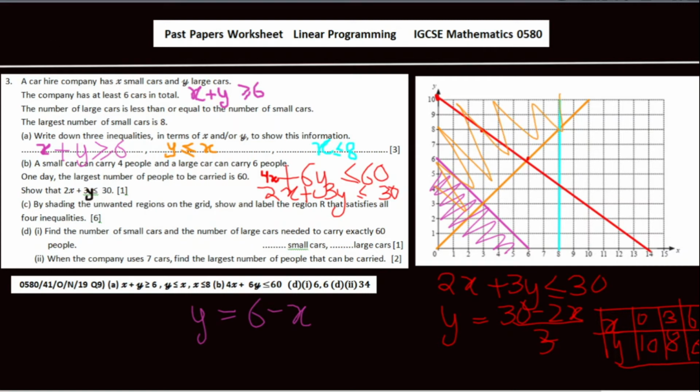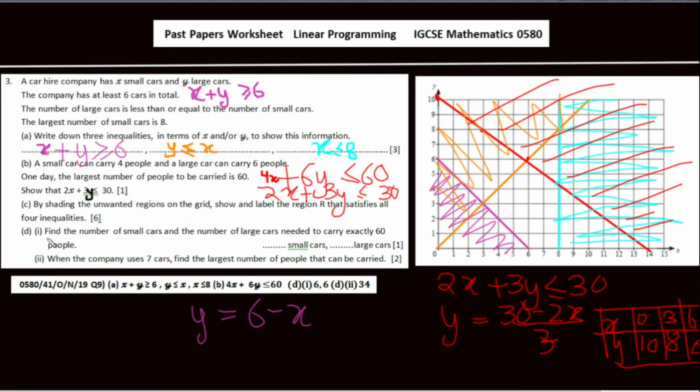Again, for the blue line, it's x less than or equal to 8, which means the region towards its left is the required region, the region towards its right is the rejected region. And for the red line, again it's less than or equal to, so the region below the red line is the accepted region, the region above it is the rejected region. So this region is the required region, everything else is rejected.